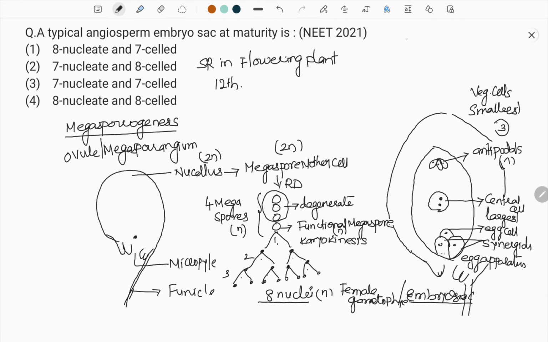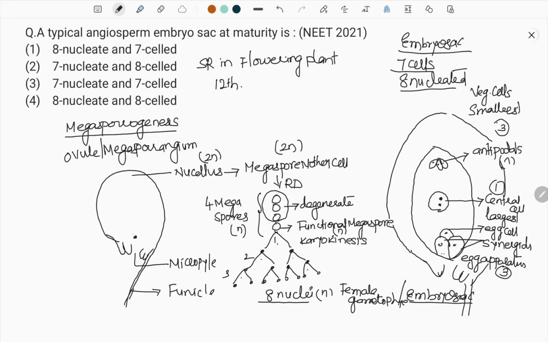So, this embryo sac or female gametophyte has 7 cells. You can find it here: the 3 antipodals, 1 central cell with 2 nuclei, and the egg apparatus having 3 cells. So, it is 7 cells, and the number of nuclei if you count, as the antipodals are 3, the central cell contains 2 nuclei, 3 plus 2 is 5, plus 3 nuclei present in the egg apparatus. So, it has 8 nuclei. Very specific: 8 nucleate and 7 cells.